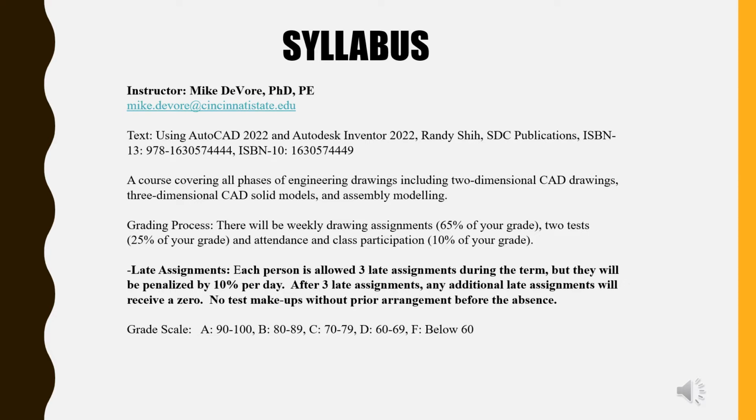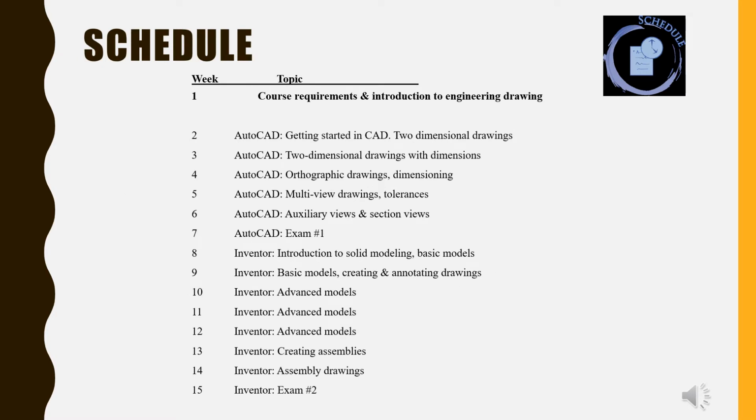Grade scale is standard, 90 to 100 for an A, 80 to 89 B, 70 to 79 C, 60 to 69 for a D. So here's my schedule, at least my planned schedule. We may have to make adjustments as we go. If we do, I'll make very reasonable accommodations for any change. But basically, we'll spend a little bit less than half of the class covering AutoCAD, the remainder of the class covering Inventor, 2 exams. So you can think of them as like midterm and a final exam.